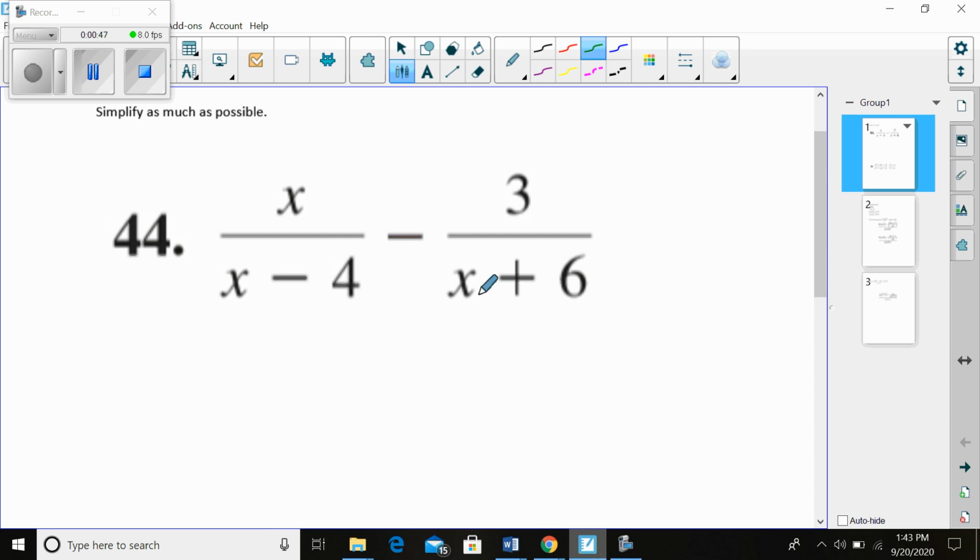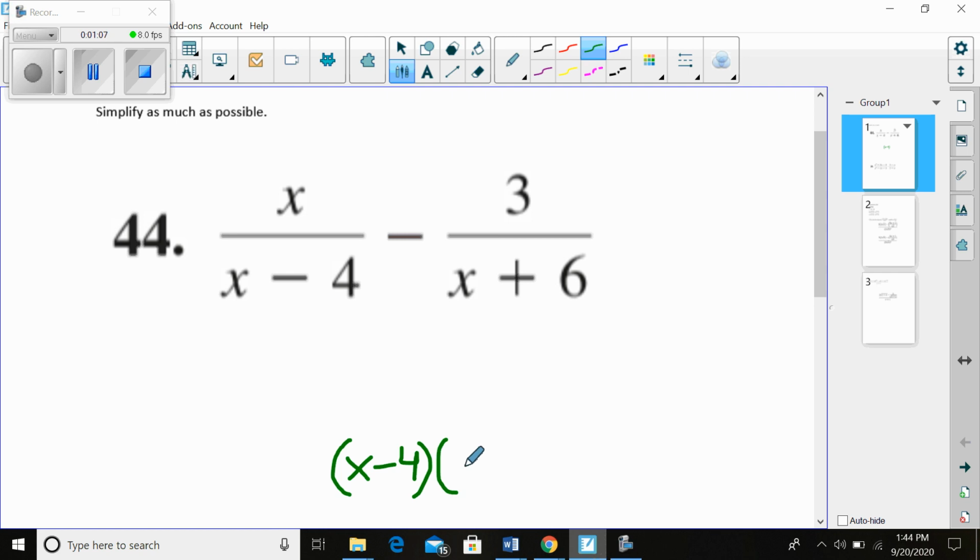Now these have no common factors, right? Because x is not a common factor. It's part of a sum or a difference. So if there's no common factors and we need a common denominator, then the common denominator ends up being simply the product of the two denominators.